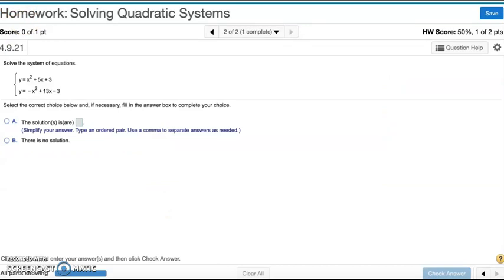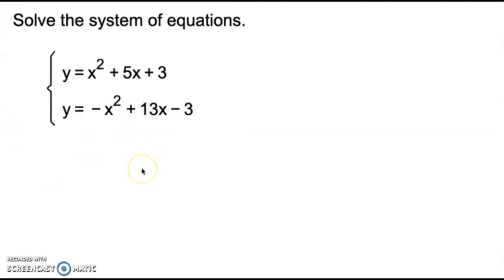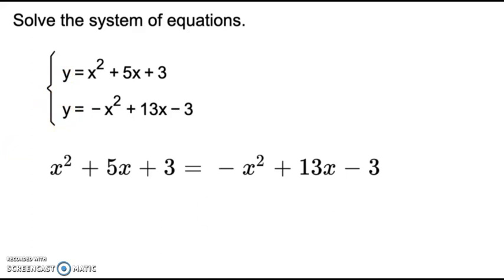So let's take a look at that. So I'm going to solve this system by using substitution. They both equal y, so I can set them equal to each other. Now I'm going to bring everything over here to the left because I want everything to equal 0. So I'm going to add x squared to both sides, subtract 13x from both sides, and add 3x to both sides. Doing so gives me 2x squared minus 8x plus 6 equals 0.